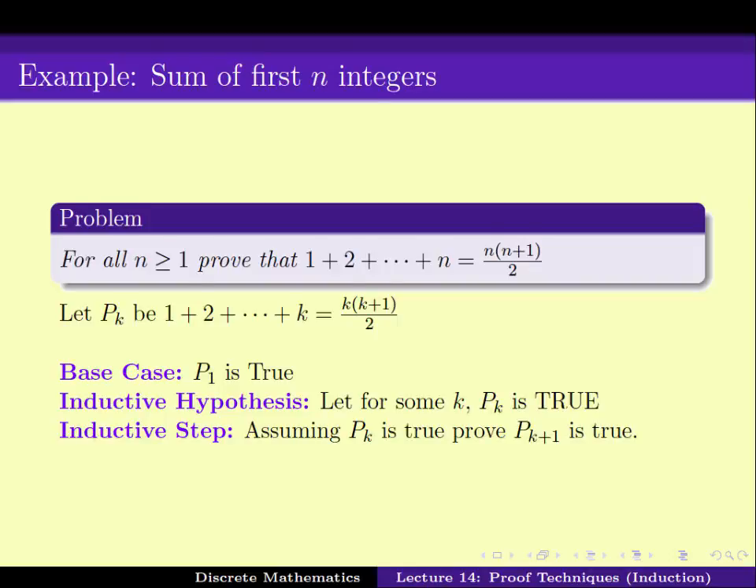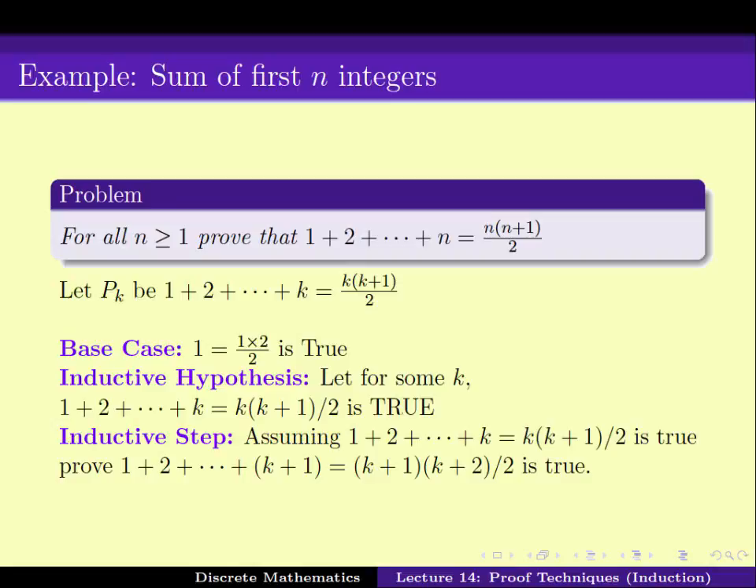Now let's put these numbers back. So what does this base case turn out to be? It was P1 is true, or in other words, the first element 1 is equal to 1 into 1 plus 1, which is 2, by 2. And this is indeed true. Now the inductive hypothesis says that for some k, we have assumed Pk is true. So let's assume that 1 plus 2 till k, the first k integers, add up to k into k plus 1 by 2. And the inductive step says that assuming the inductive hypothesis, prove that the sum of the first k plus 1 numbers is k plus 1 into k plus 2 by 2. As you can see, this whole problem has been boiled down to 3 basic steps.